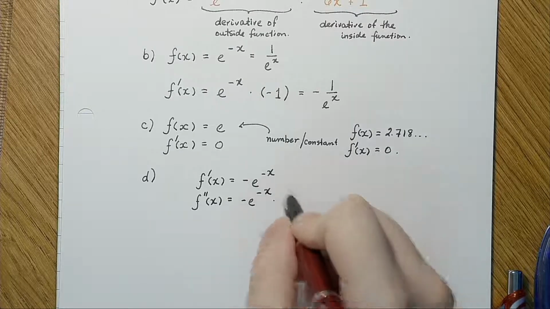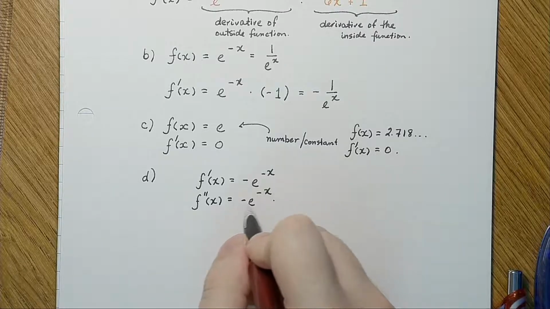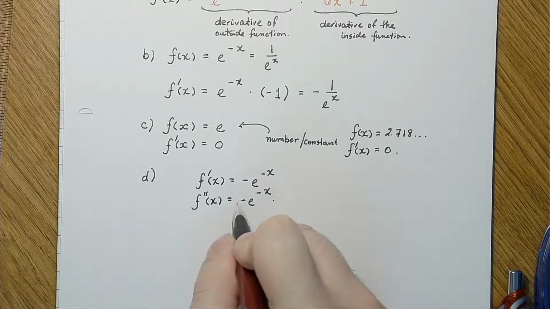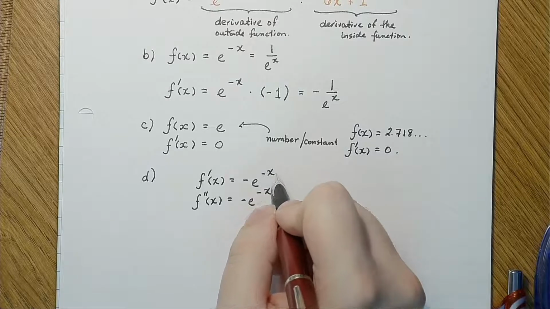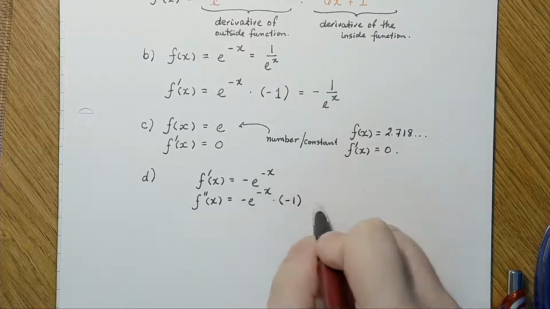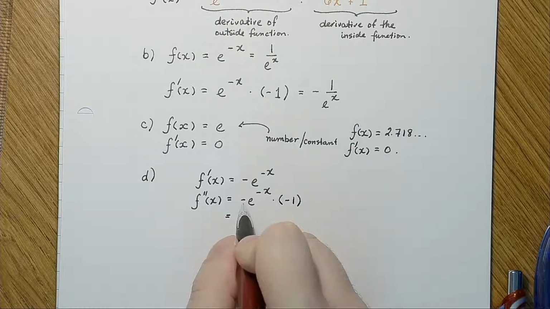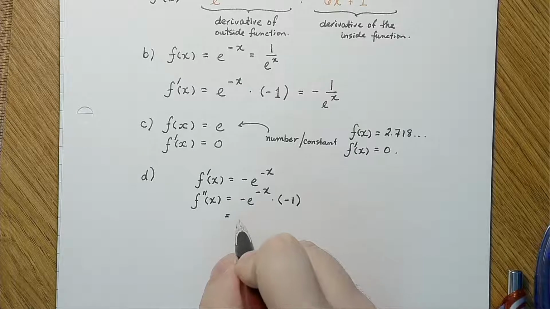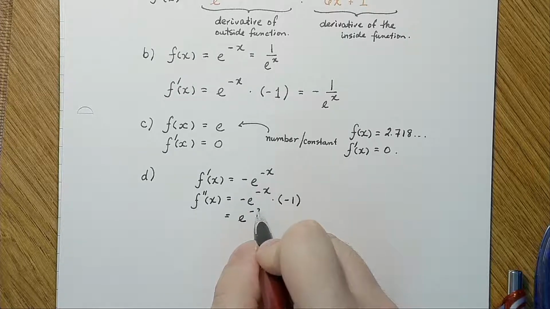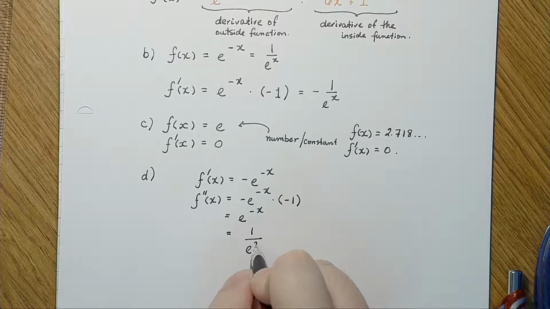And then I take the derivative of the minus x. This is the derivative of the outside function that I just did, and then I have to do the derivative of the inside. So that is minus 1. And so I get a minus 1 times a minus, which gives me a positive. So that gives me e to the minus x, or 1 over e to the x. So yes, it does flip from positive to negative.